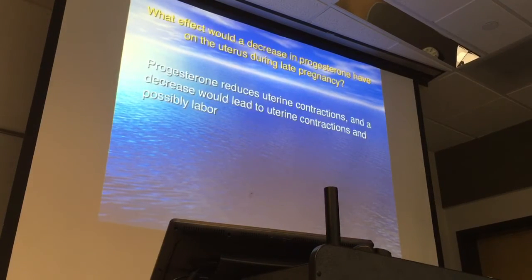to not contract. Remove that and put a receptor that's going to cause it to contract. That's what oxytocin does. So progesterone tells the smooth muscle of the uterus to not contract. Oxytocin tells the smooth muscle of the uterus to contract. So if you remove the progesterone, there's no progesterone to quiet the uterine smooth muscle, it could start contracting and possibly produce labor. That's the relationship of progesterone to labor.